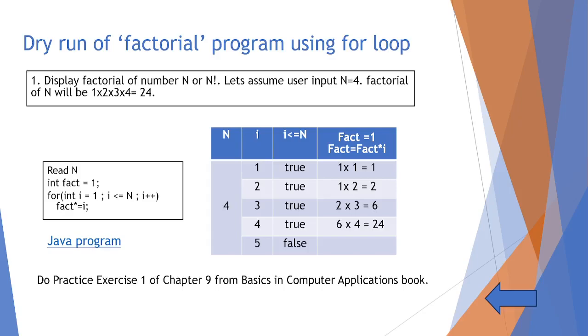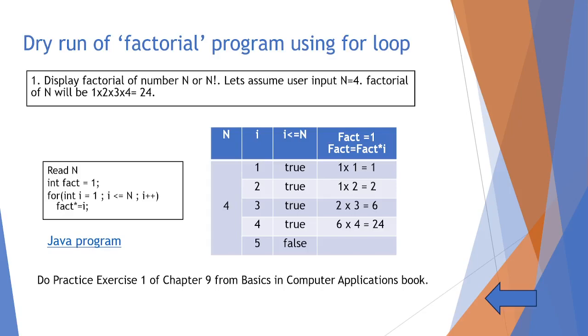And a counter variable is there. Int i equals 1, i less than or equal to n, i plus plus. Four times this loop works. Fact times equals i. This is a shorthand operator. So fact is equal to fact into i, whatever is there in i. Let's see the dry run. N would be 4 for all the iterations. I works 4 times properly and then the 5th time false.